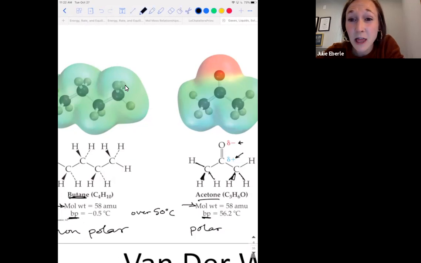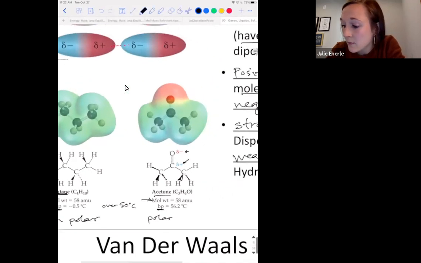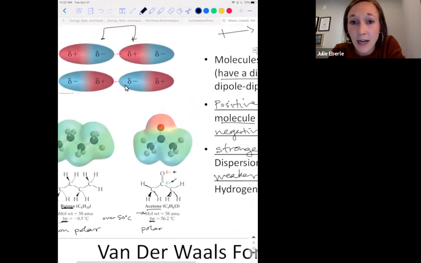50 degrees Celsius is a lot. Why does it take so much more? They weigh the same, okay? They have pretty much all the same atoms except for an oxygen. Here is the difference. The difference here is because molecules of acetone can have dipole interactions.